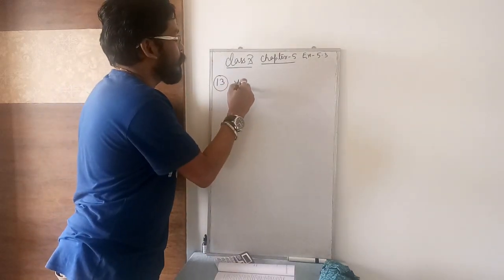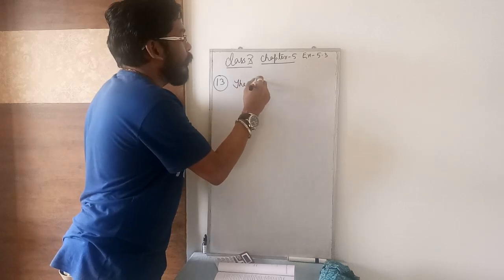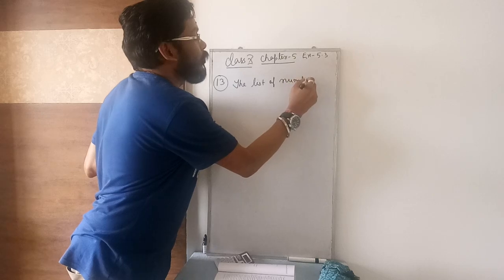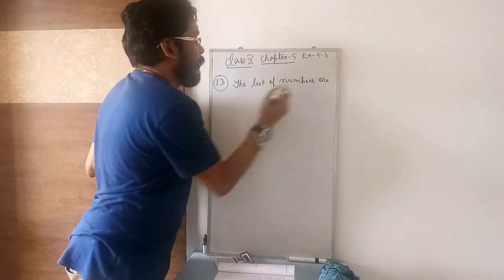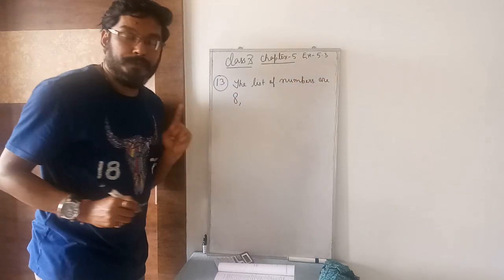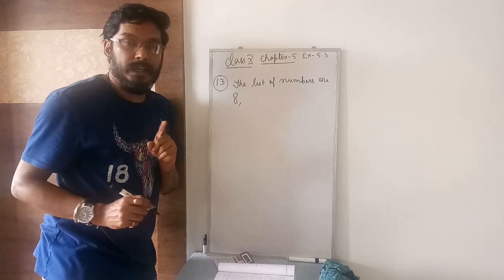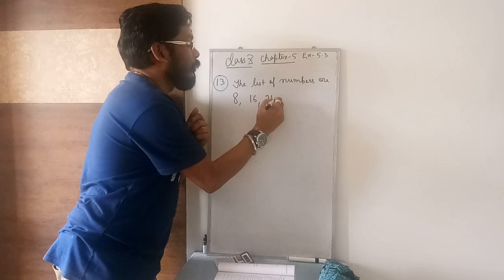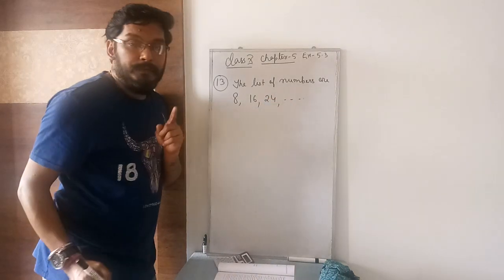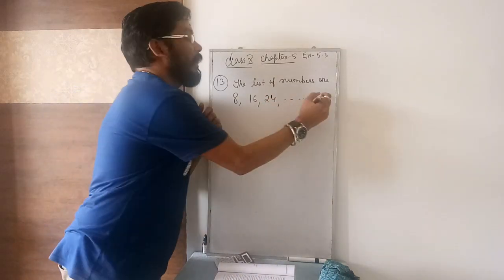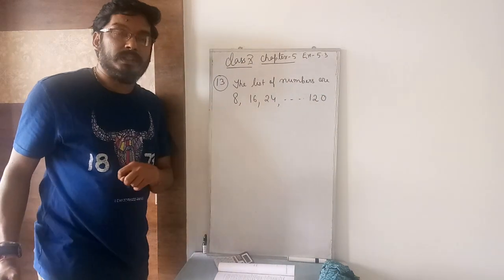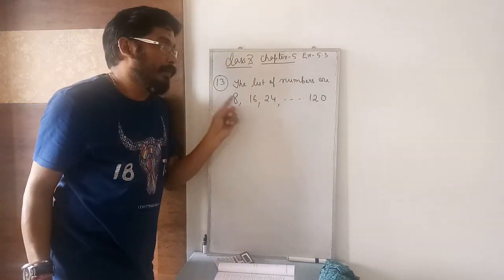The list of numbers will be: first it will be 8, because first 15 multiples of 8, so 8, next will be 16, then 24, then dot dot dot, the 15th multiple, 8 times 15, which is 120, is the last. So I have to find the sum of these first 15 multiples of 8.